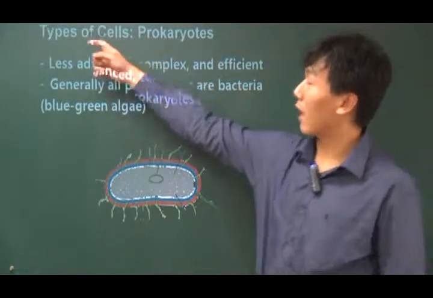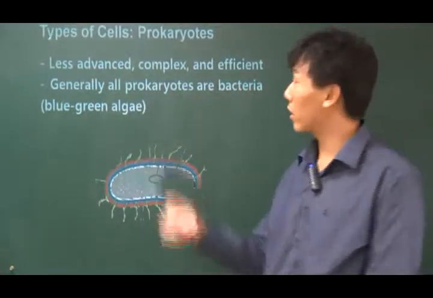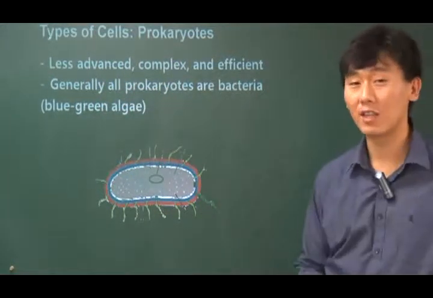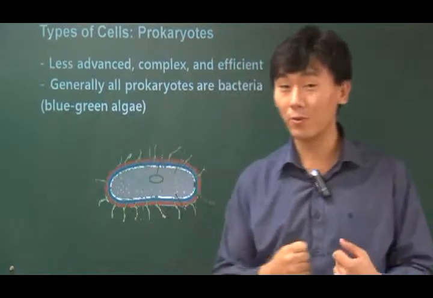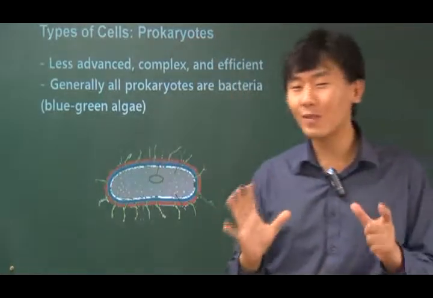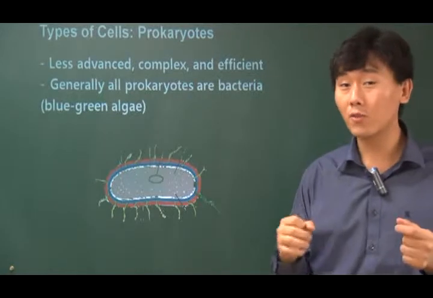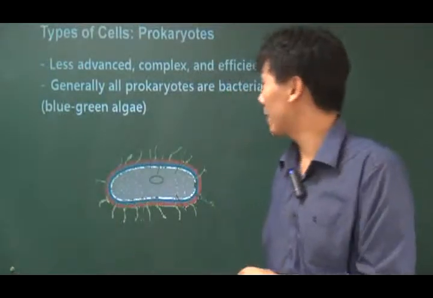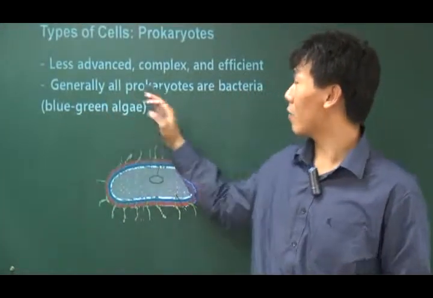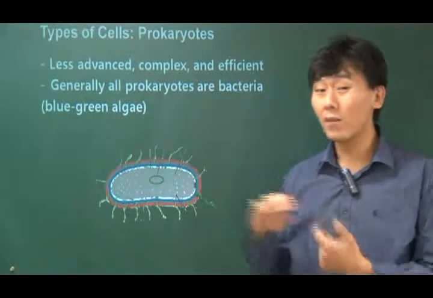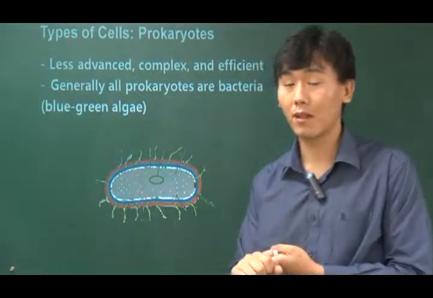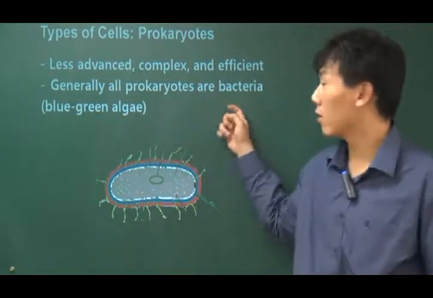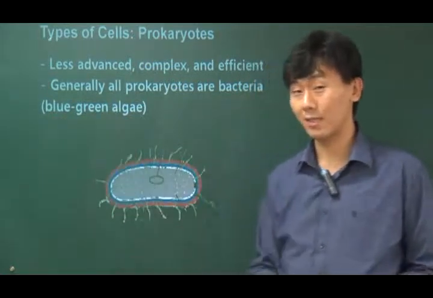So now we're going to get into the types of cells. So the first type we need to know is prokaryotes. Generally, these are less advanced, less complex, and less efficient than your animal cell or plant cell or any other eukaryotic cells. These are going to be the first cells to ever appear on Earth. Generally, you can think of them as bacteria in sulfur vents or very hot vents. So generally, all prokaryotes are bacteria. We're going to have the archaebacteria and eubacteria, which we'll learn about later on when we're learning about the various kingdoms. But other than these, there's the blue-green algae that's the exception.